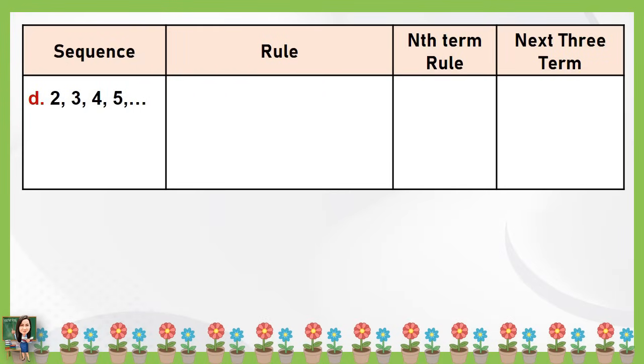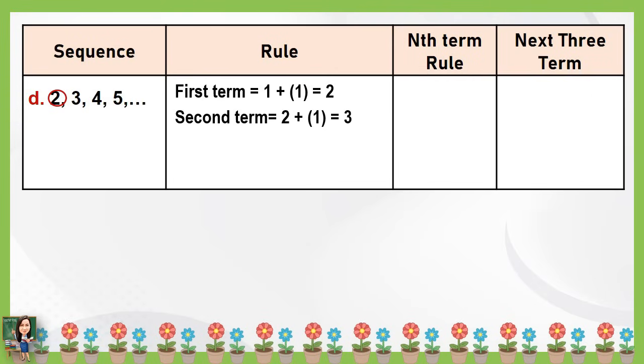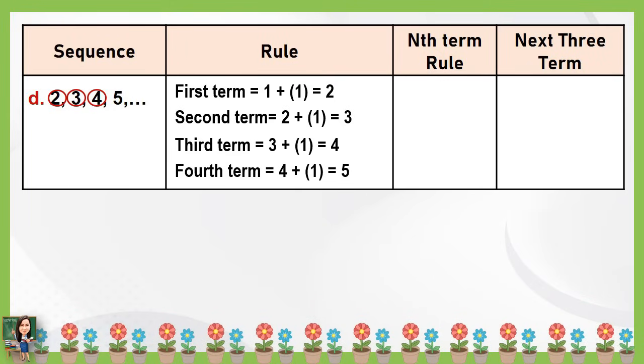For sequence letter D, the terms are 2, 3, 4, 5. Here are the rules. First term, 1 plus 1 equals 2. Second term, 2 plus 1 equals 3. Third term, 3 plus 1 equals 4. Fourth term, 4 plus 1 equals 5. The nth term rule is n plus 1. And the next three terms are 6, 7, 8.